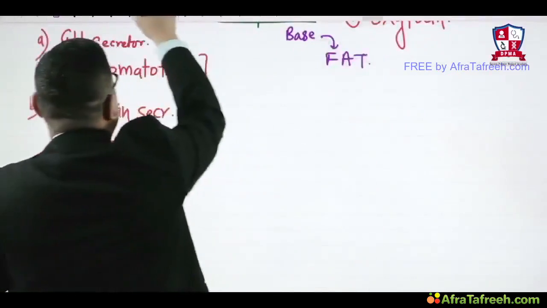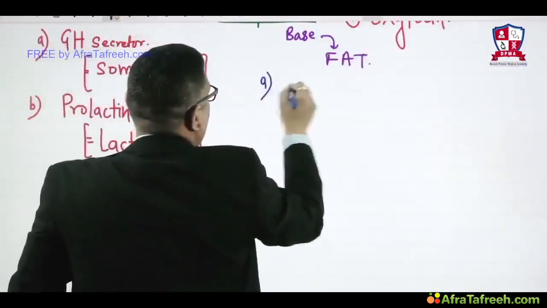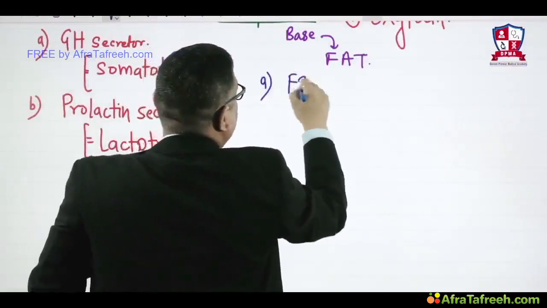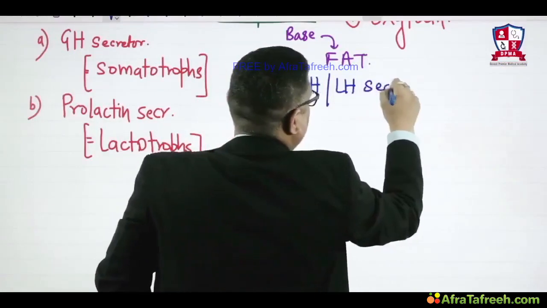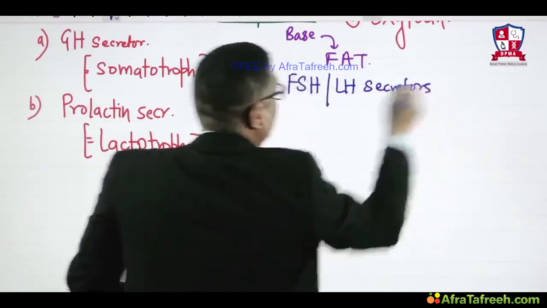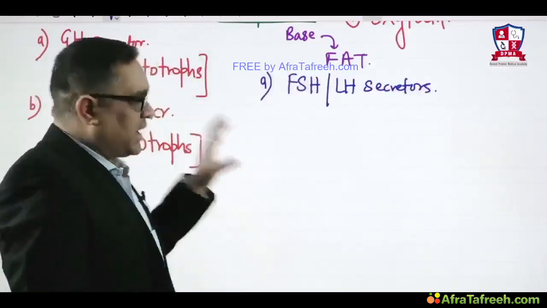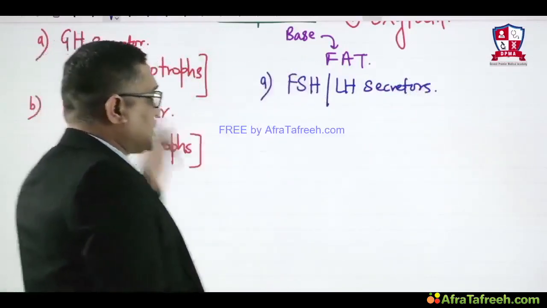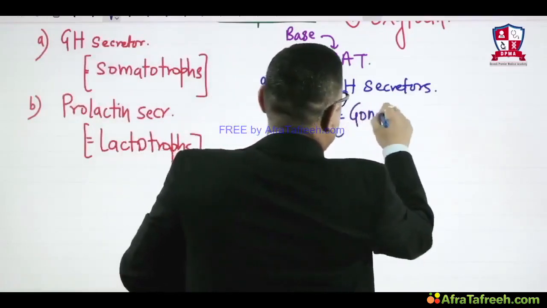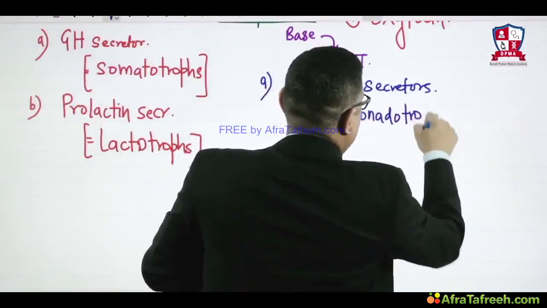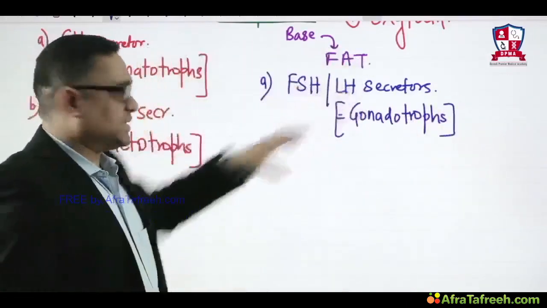So what are these things? In basophilic areas, number one is FSH and LH secretors. FSH and LH secretors are present in anterior basophilic cells. These are also called gonadotrophs, so gonadotrophs will be releasing gonadotropins like FSH and LH.